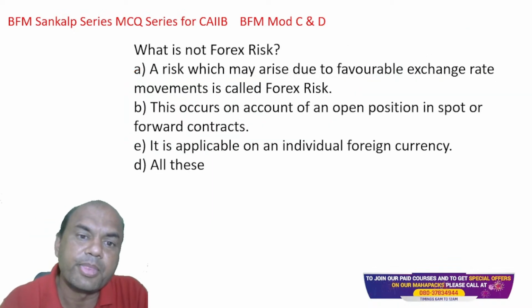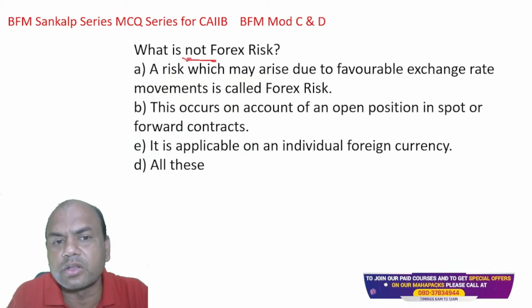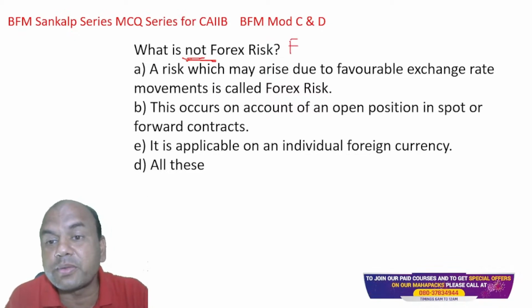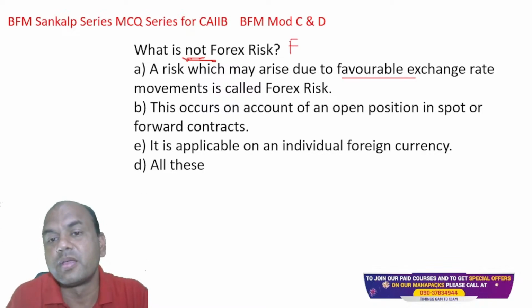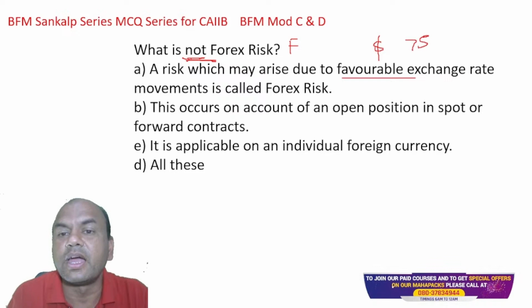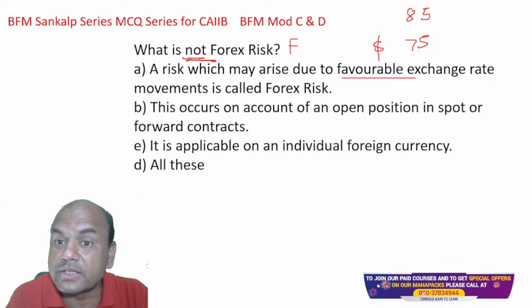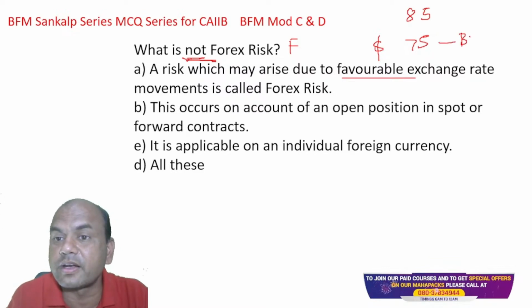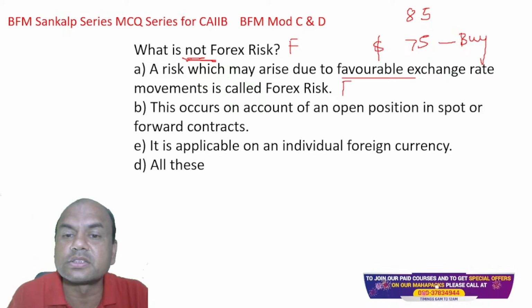Okay. What is not a forex risk here? That's why they ask you these negative questions. So we want the "not". False again. A risk may arise due to favorable exchange rate movements in the forex. It's called forex risk. Favorable means I buy a dollar for, let's say, 75 rupees, and now the dollar rate is 85 rupees. Is this a risk to me? I have purchased it at this rate and now the rate is 85. It is good for me, isn't it? So this is not a risk. This is false, and this is what I want.